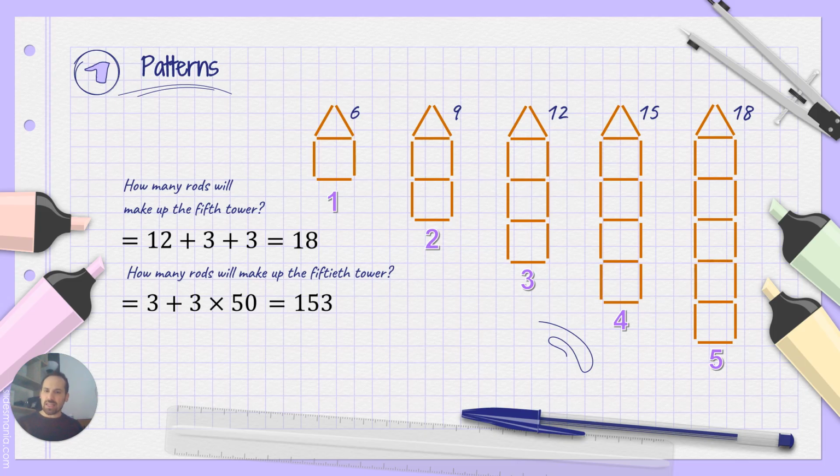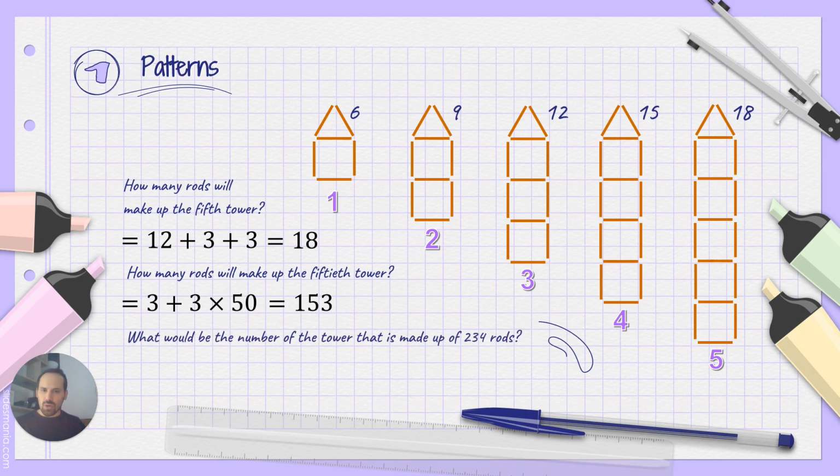And so we could then just do that calculation. So that's the power of spotting a pattern like that. If we can see what the pattern is, then we can project way into the future, like the 50th tower, what that would look like.